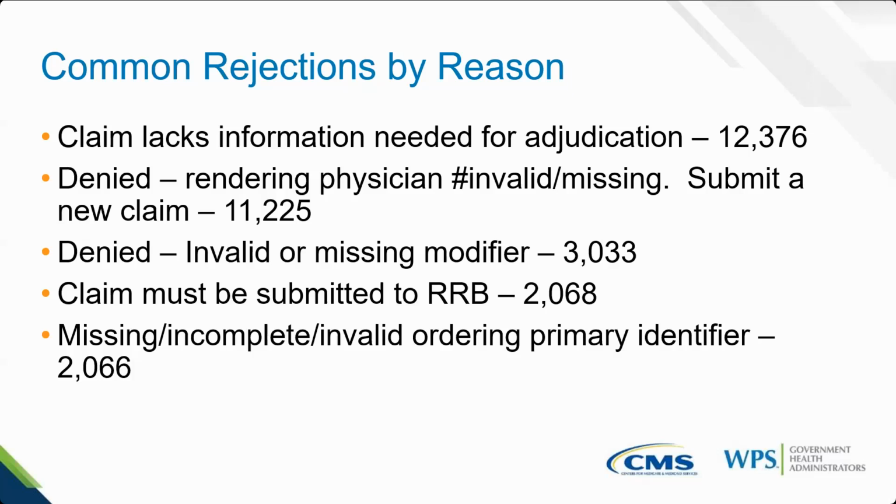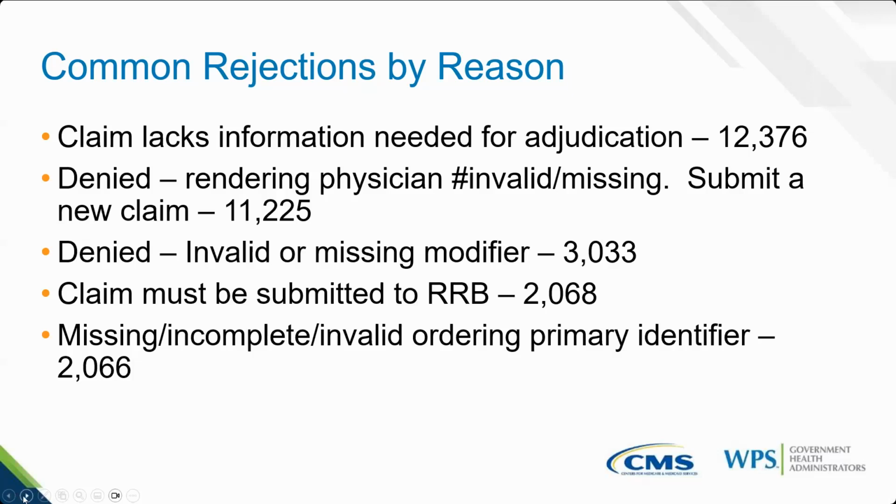Missing, incomplete, invalid ordering primary identifier, over 2,000 claims. Medicare requires an ordering primary identifier on claims for services. If it's missing or incomplete or invalid, you will need to add that information and resubmit your claim for processing. CMS has some great resources on their website that lists all eligible referring and ordering providers, as well as their NPI identifiers.